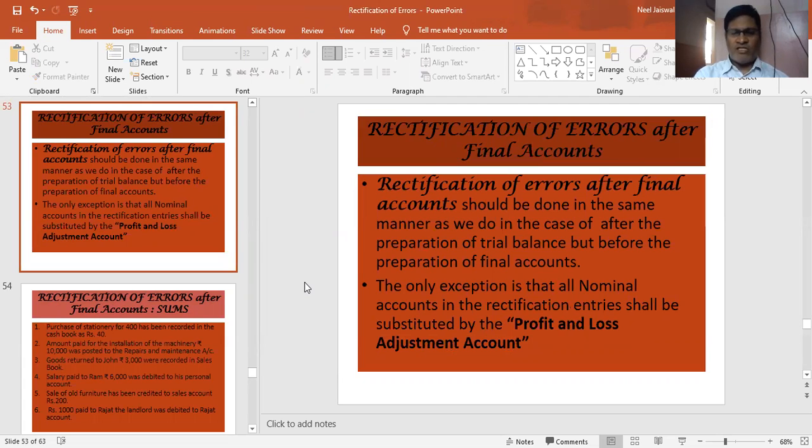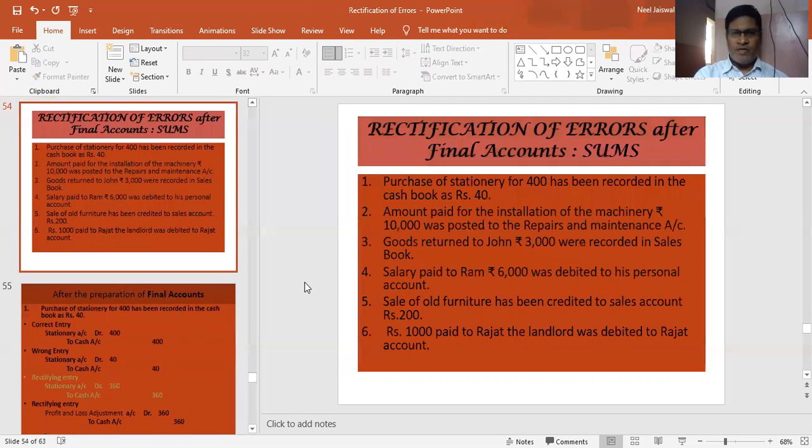To clarify all these things, we have a sum. This is your sum, students. You can take the picture of this sum and do it on your own also. So this sum we will be solving.